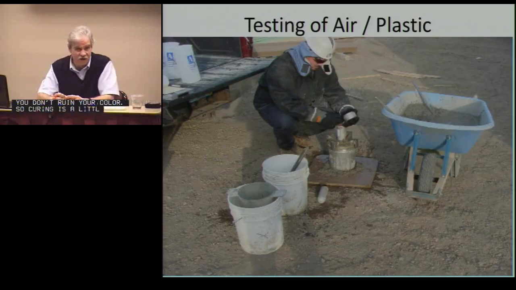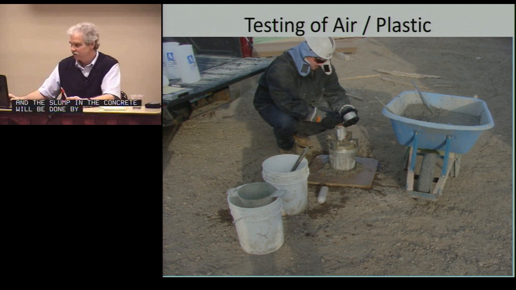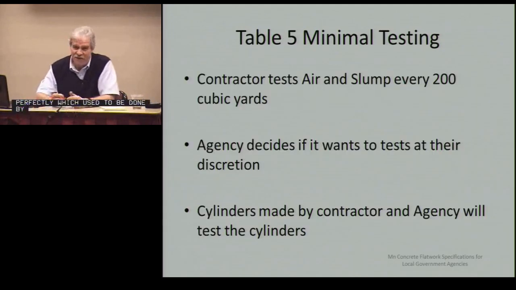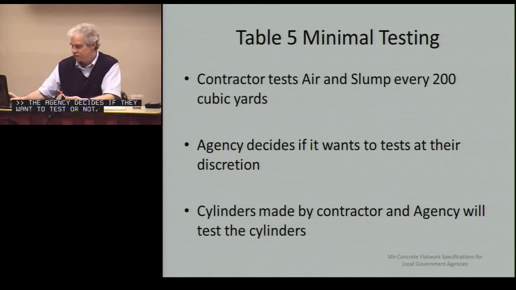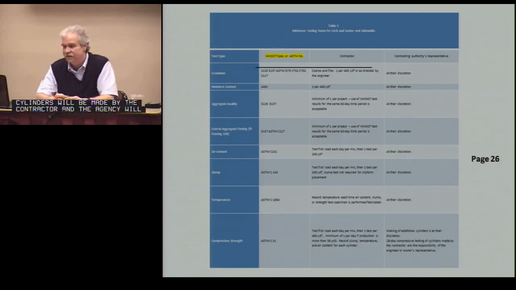Again, the testing of the air and the slump in the concrete will be done by contractor personnel, which used to be done by inspectors. And Table 5, if you have that open on your page 26, the idea is the contractor tests the air and slump every 200 cubic yards. They do the first truck of the pour, make sure that's correct before it goes in, then every 200 cubic yards. The agency decides if they want to test or not. Cylinders will be made by the contractor, and the agency will test the cylinders. So this is that chart on page 26.